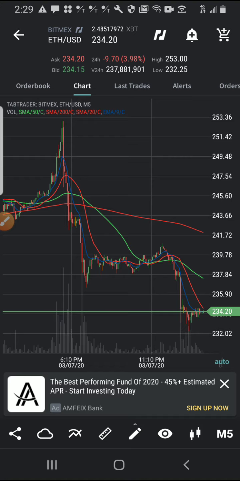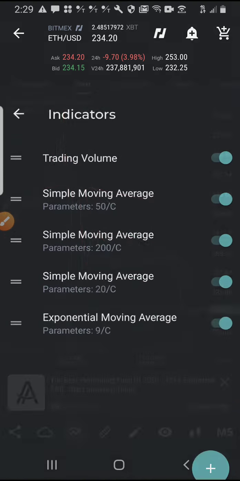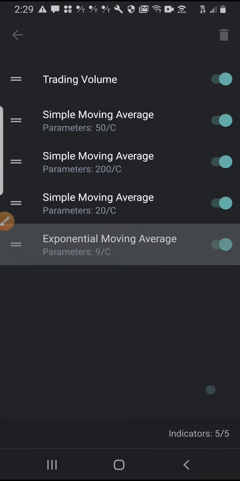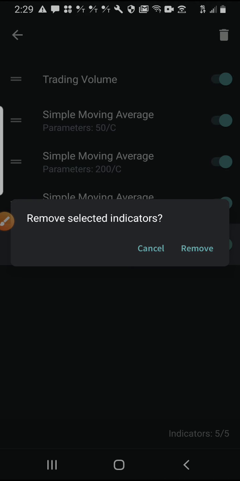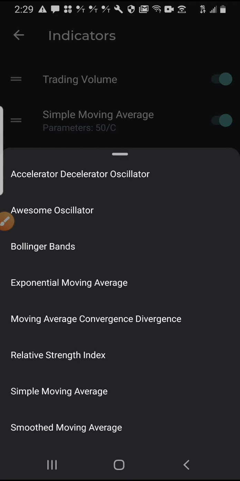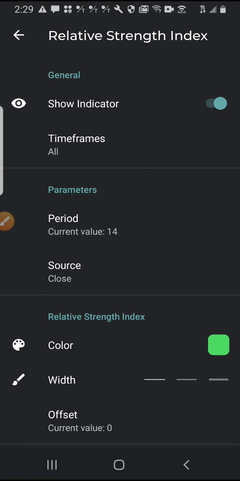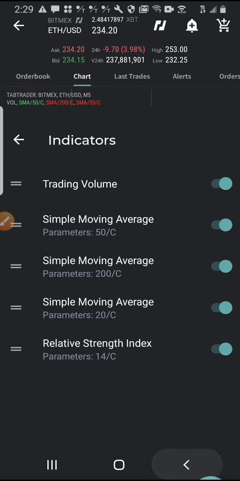The main thing is that you can set everything to be a simple moving average. You can also set it to be an exponential moving average, but remember we normally make use of SMA, and in our documentation you will read why we normally make use of SMA. So I'm going to deactivate my exponential moving average and add back my RSI, relative strength index. I will make use of period 14, and we are good to go.